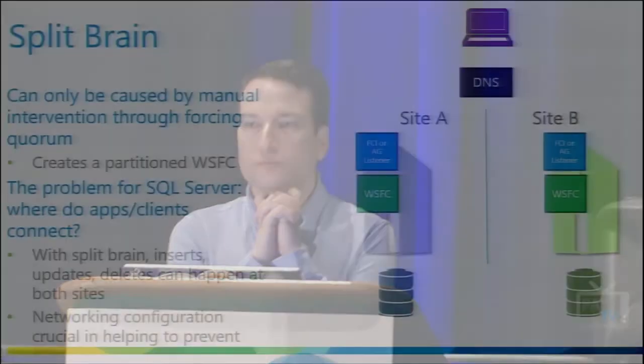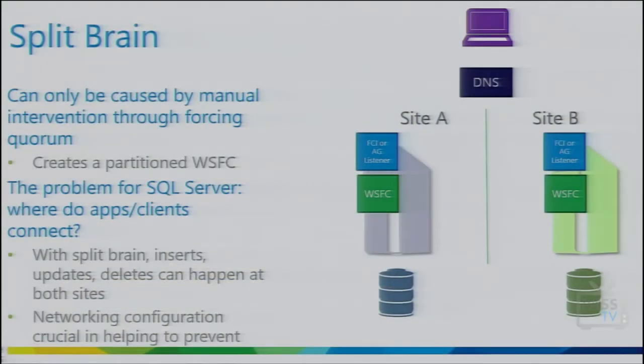With regards to split brain, let's say that you have an availability group. Let's say site A is an availability group, site B is an availability group, and for some reason, you force quorum and you have that split brain. Assuming that someone was clever enough to put a listener on there, how would that interact with those two nodes? Because now you have two nodes up and the application's going to the listener, not to the individual node.